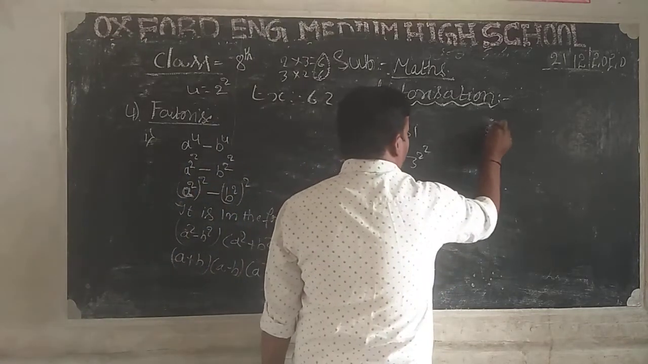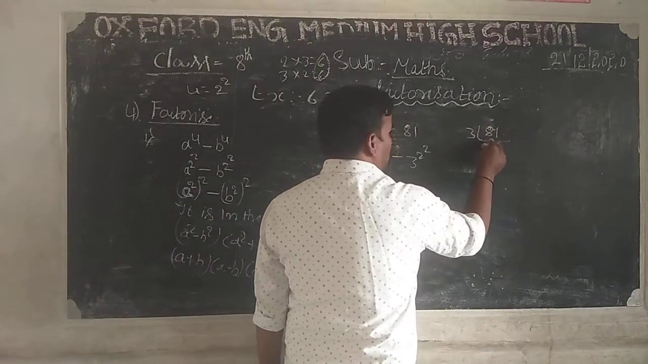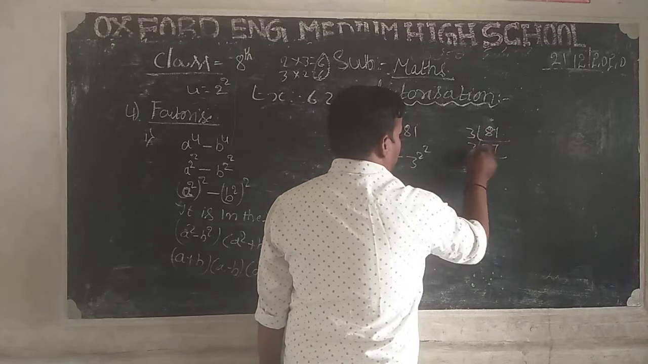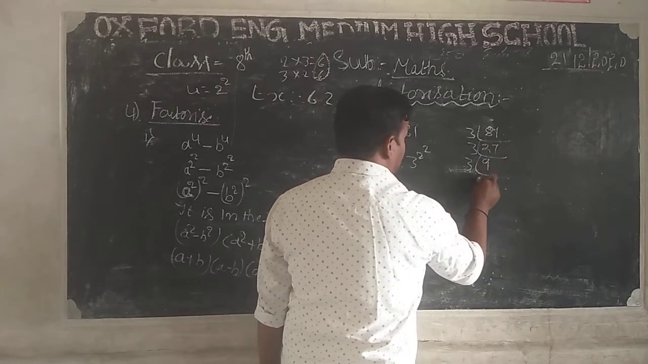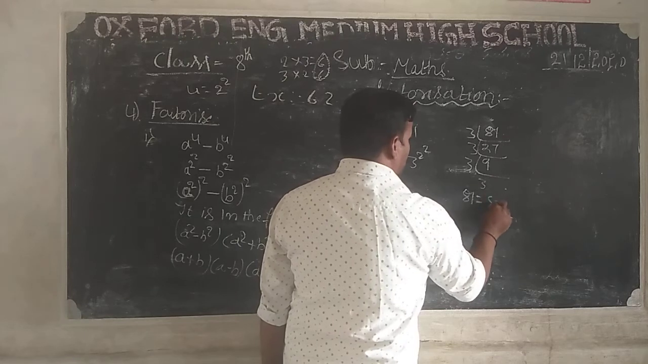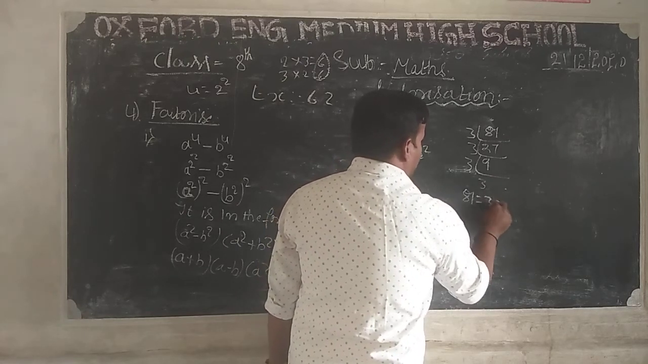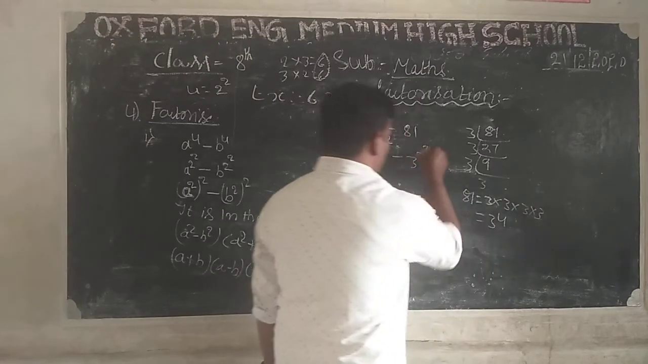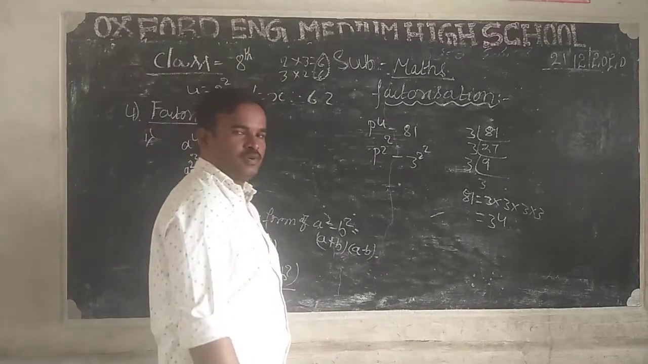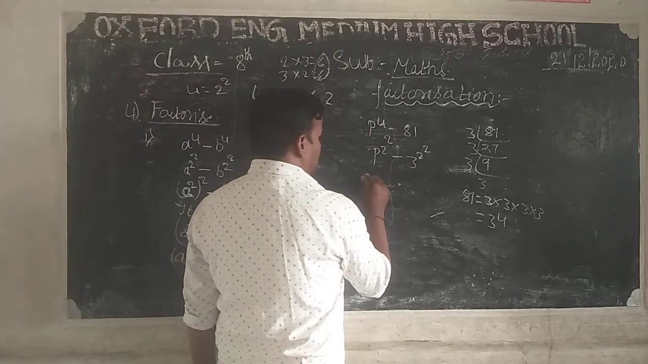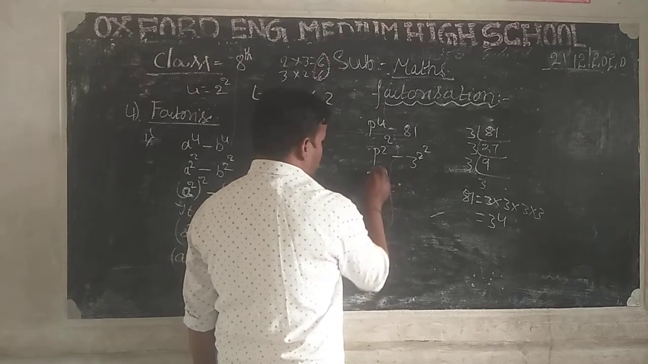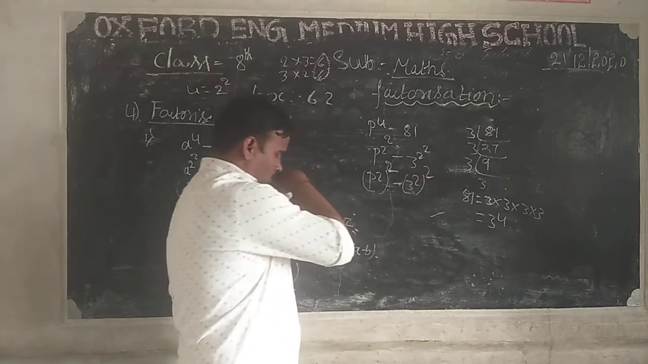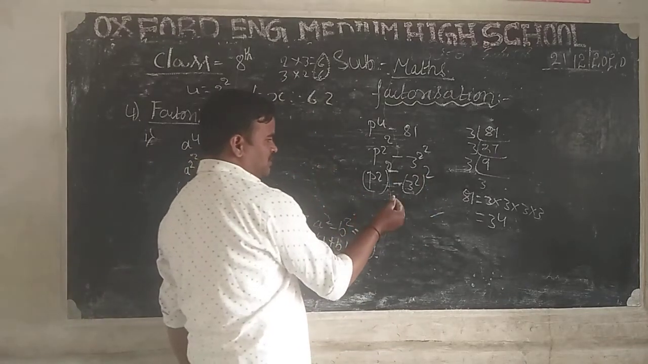Factors of 81: 3 times 3 is 9, 3 nines are 27, so 3 threes are 81. So the factors of 81 are 3 into 3 into 3 into 3, meaning 3 to the power of 4. That 3 to the power of 4 we write as 3 to the power of 2, whole square. So we rewrite it as p square whole square minus 3 square whole square. Now this is in the form of a square minus b square.